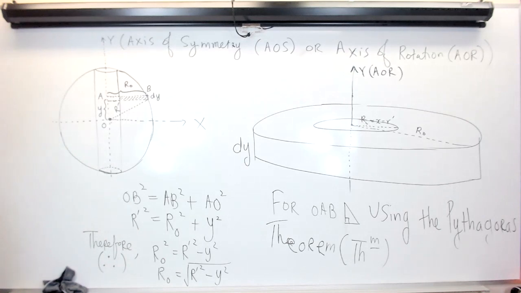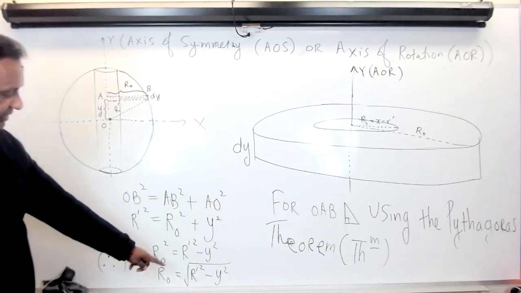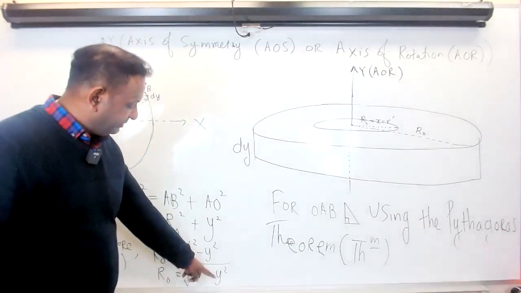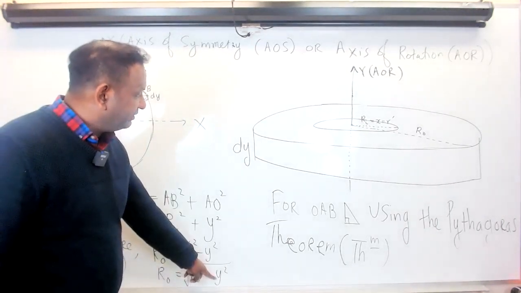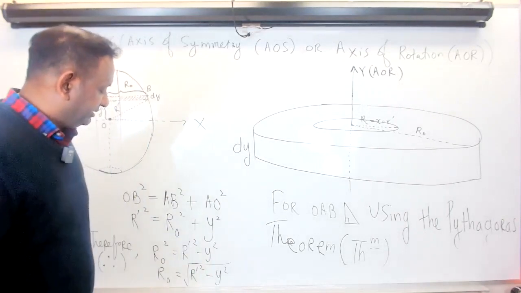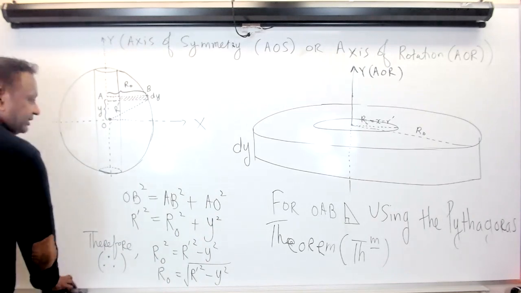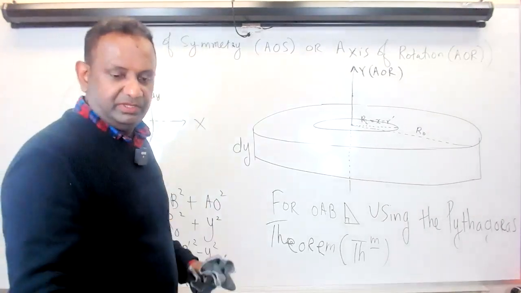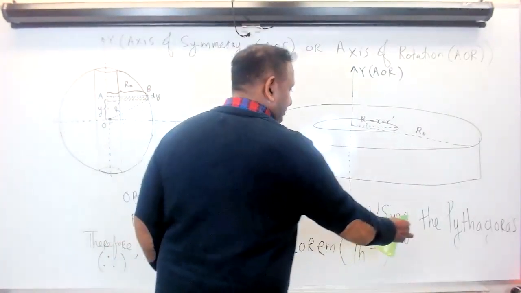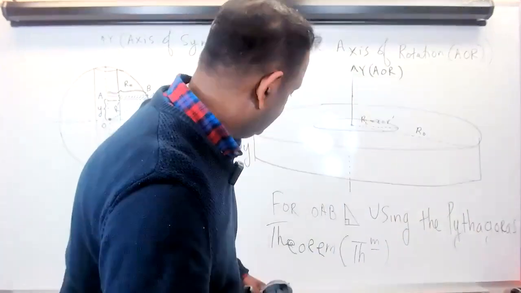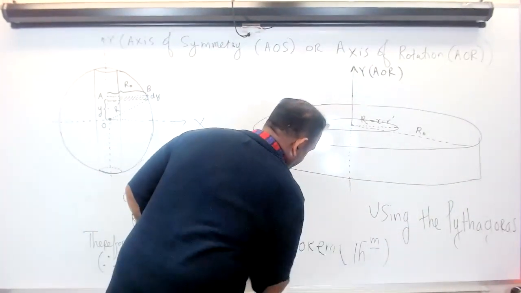y squared. See? Now it has been given something like that. It doesn't matter because our operator is dy. Because of that, terms come in y, it's okay. Now we can find the volume of this shell, the washer. I'm gonna find the volume of the washer.